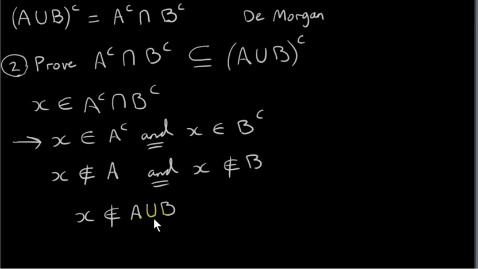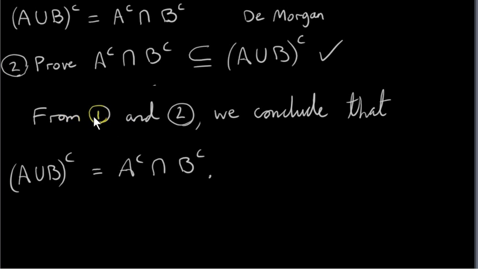But if X is not an element of A union with B, if it's not in this set, then it must be outside of it. That means it must be in the complement of A union with B. And now we're done. We've proven that if X is an element of the set on the left hand side, then it must be an element of the set on the right hand side, which shows that A complement intersecting B complement is indeed a subset or equal to A union with B complement. So we've proven that this is true. So just like in the previous example, from 1 and 2, we conclude that A union with B complement must indeed equal A complement intersecting B complement.